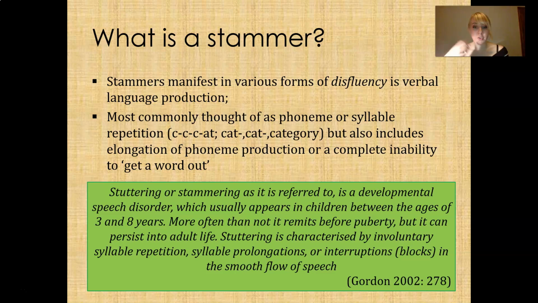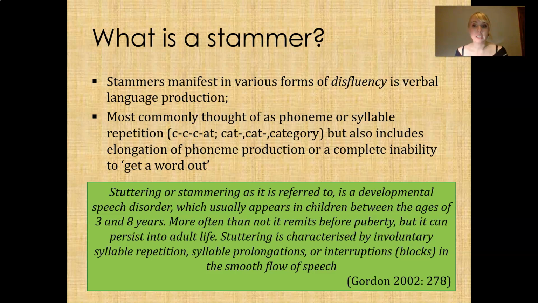Here's another definition for you, a little bit more of a technical one. This is from Gordon, 2002. And he says, stuttering or stammering, as it is referred to, is a developmental speech disorder which usually appears in children ages between 3 and 8 years old. More often than not it remits, it disappears before puberty, but it can persist into adult life. Stuttering is characterised by involuntary syllable repetition, syllable prolongations, extensions, or interruptions, blocks in the smooth flow of speech. So these are the three things that we're really talking about when we're thinking about stuttering.